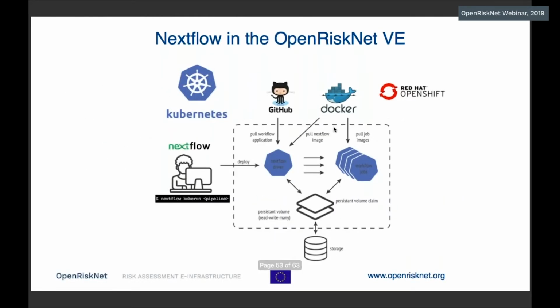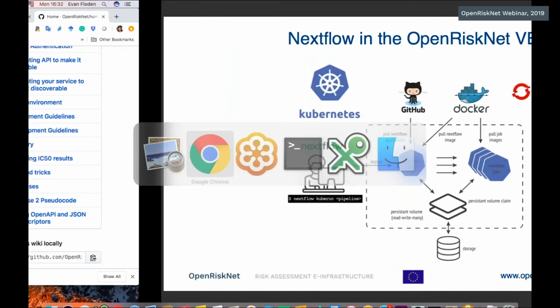There is a list on the OpenRiskNet repository if you wish to recreate this, so that you can create your own Nextflow project inside any Kubernetes or OpenShift infrastructure. There is a recipe which we have available. I'll just quickly show you that before.